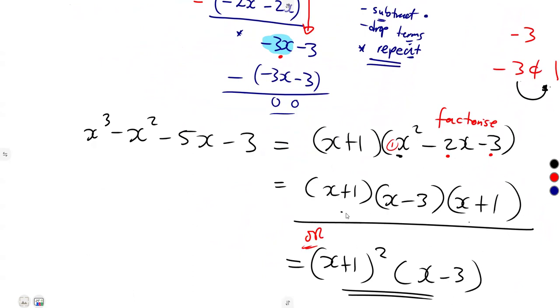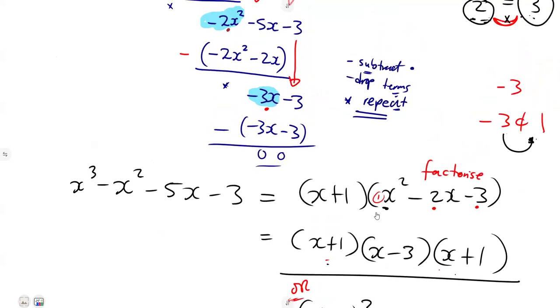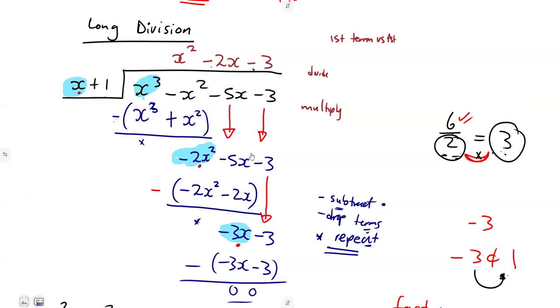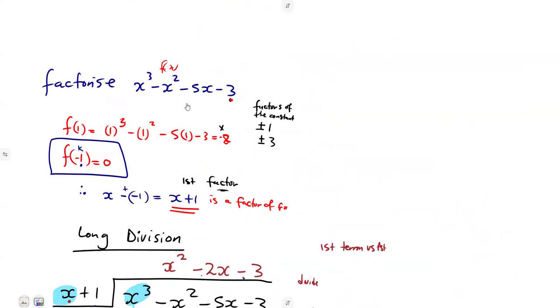You can even just write it that way, since we've got two brackets that are exactly the same. So this is your factorization from the long division. So the long division is used now to determine the remaining factors. This part of the quadratic, which you can factorize, that's the remaining factors. The first part, you just substitute your values. All right, that's the first part. You just substitute your value into this original expression that you're given.